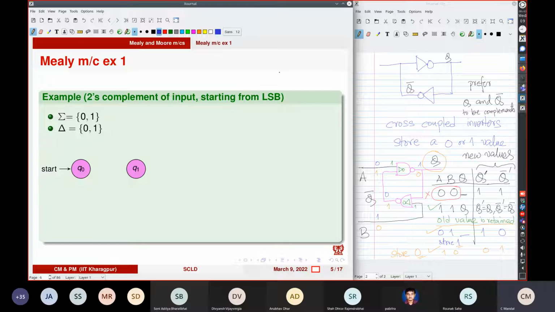Oh, okay. So let us look at this example. I mean, this is a simple example. When you studied number systems, you saw how you can complement a number. So how do you complement? Let us just consider a binary number. Let us say 1, 0, 1, 0, 1, 1.